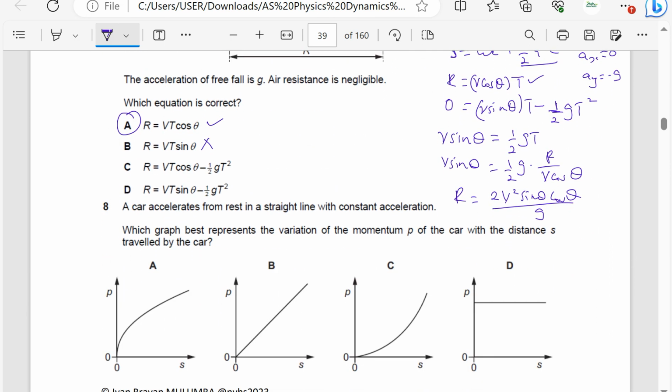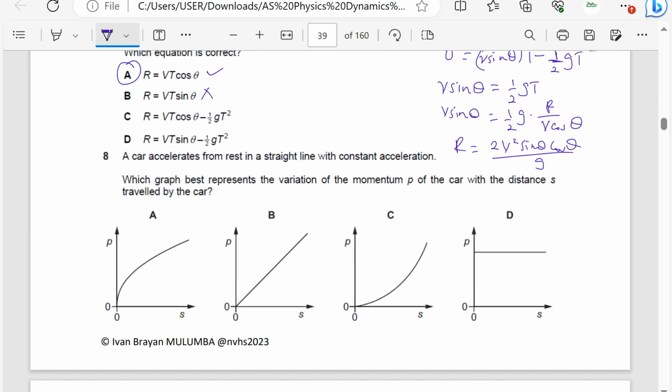A car accelerates from rest in a straight line with constant acceleration. Which graph best represents the variation of the momentum p of the car with the distance s traveled by the car? Momentum with distance. Okay.